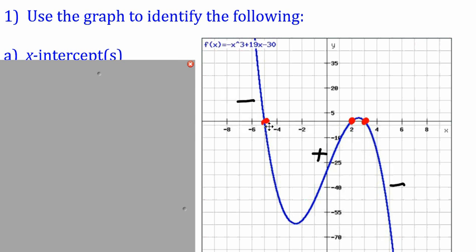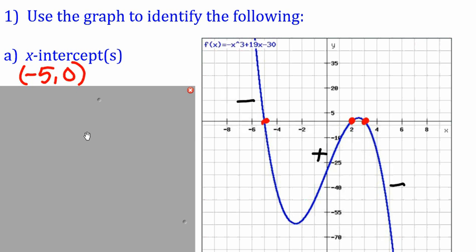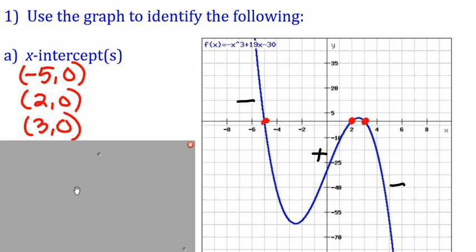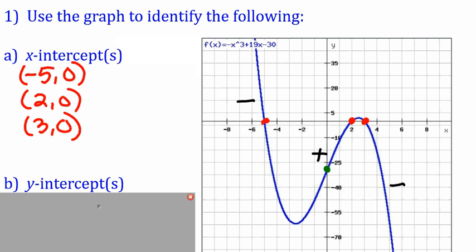So here my first one is at negative 5, 0. My second one is at 2, 0. And my third is at 3, 0. So 3 x-intercepts, 3 places where the graph crosses the x-axis, where the output is 0. Now, do we have any y-intercepts? We do. We have 1. Remember, the y-intercept is where the input is 0, and it's not falling directly on a grid point.